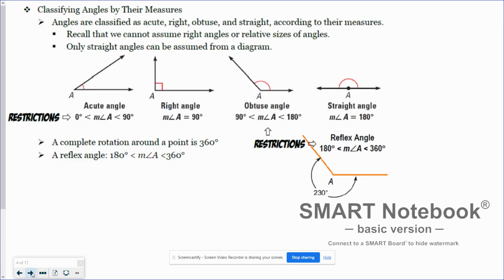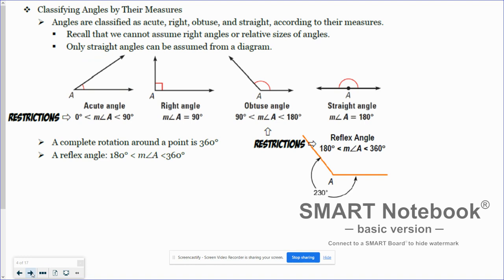As you know, you can classify angles by their measures: acute, right, obtuse, and straight. You probably know this from grade school. So how do we step it up a little bit? Now that we're in high school, we talk restrictions. For example, an acute angle has a restriction of 0 degrees less than the measure of the angle, which is less than 90. So namely, an acute angle has a measure between 0 and 90 degrees.